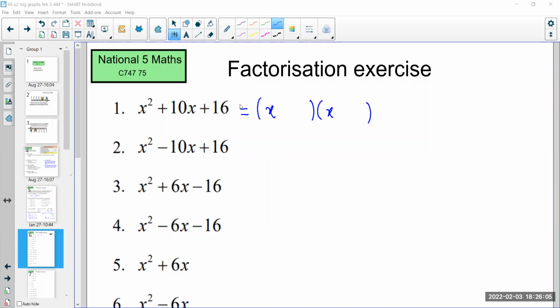Yeah, that's it. Okay, so factorization exercise. What I meant was here we've got an invisible 1 in front of x squared, a 10, and a 16. If I was writing this as ax squared plus bx plus c, because I've got a 1, the easiest way to factorize this is to find the two numbers that when you times them together, you get 16, and when you add them together, you get 10.